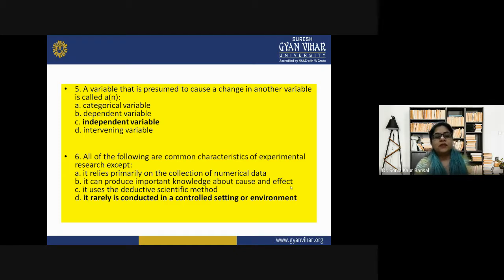Then sixth question, all the following are common characteristics of experimental research, except it relies primarily on the collection of numerical data. It can produce important knowledge about cause and effect. It uses a deductive scientific method. It rarely is conducted in a controllable setting or environment. So all the following are common characteristics, but definitely this is not a characteristic of experimental research. It rarely is conducted in a controlled setting or environment. This is not true.